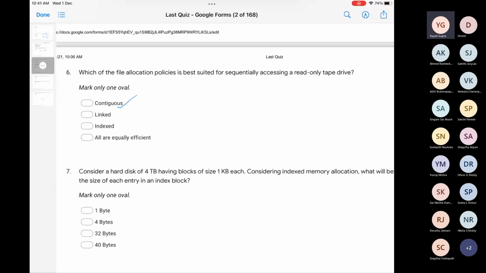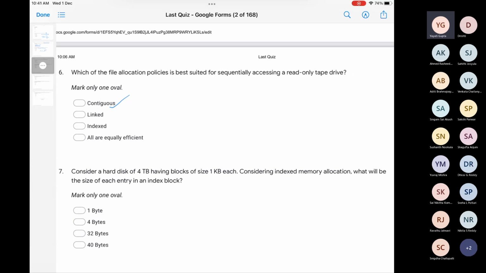Right. This one also, most of you have got it correct. So consider a hard disk of 4 terabyte having block sizes of 1 KB. So considering index memory allocation, what will be the size of each entry in an index block?